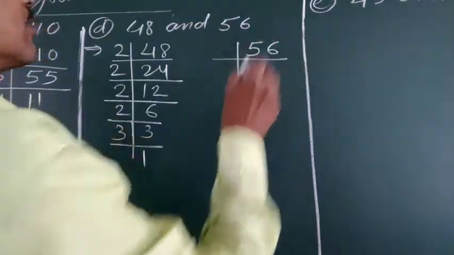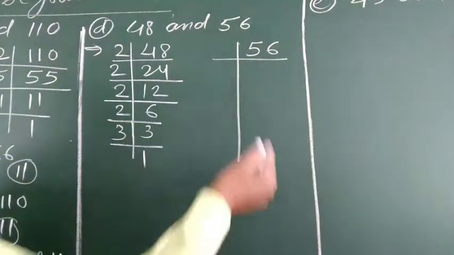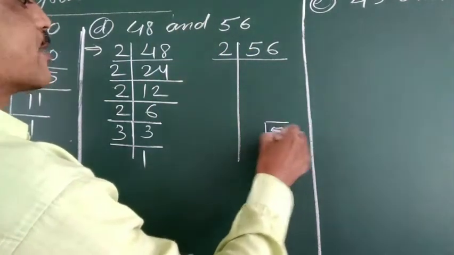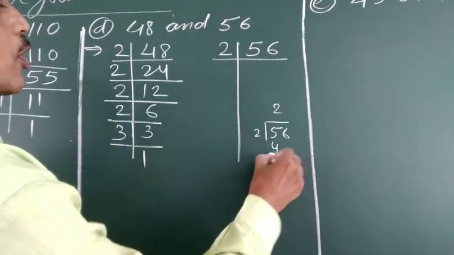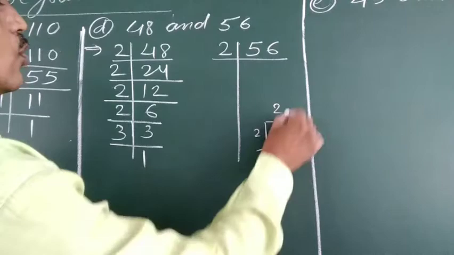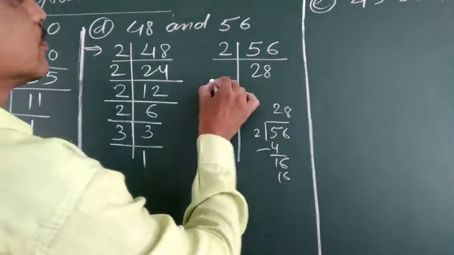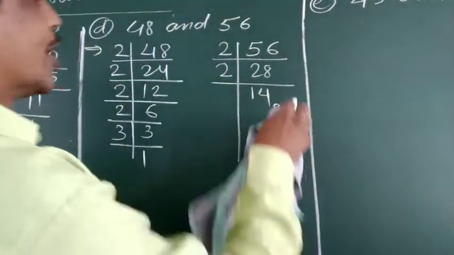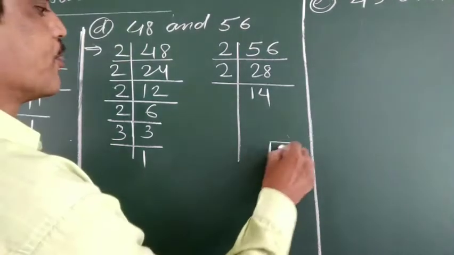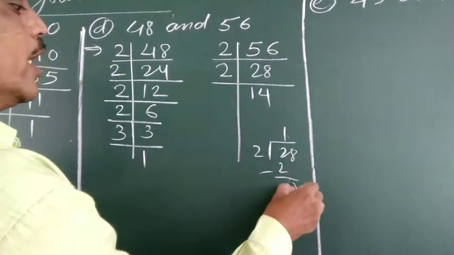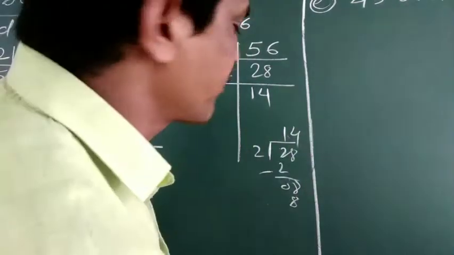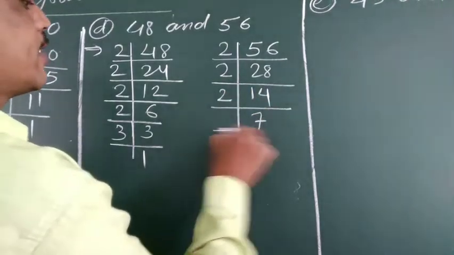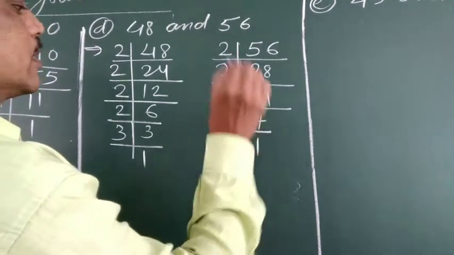Next, it is 56. It is an even number, so we can divide by 2. 56 by 2: 2 2s are 4 and 2 8s are 16, it is 28. Again divide by 2, 14 2s are 28, it will be 14. If you divide 28 by 2, 2 1s are 2 and 2 4s are 8, it is 14. Next, again by 2, it will be 7, and 7 1s are 7, it is 1.